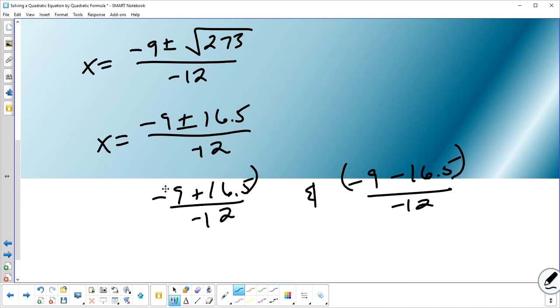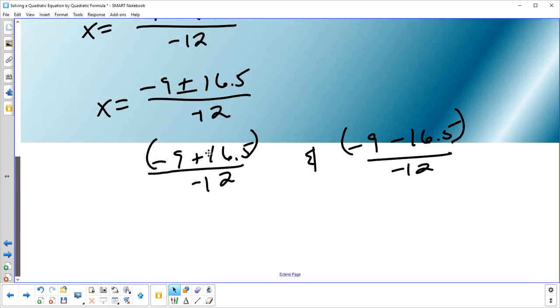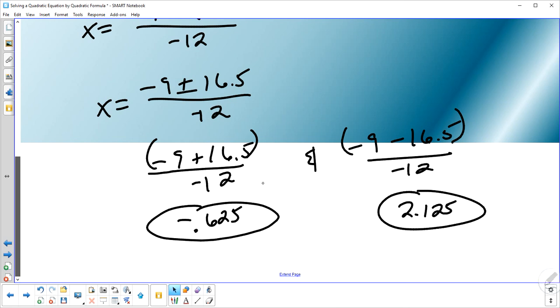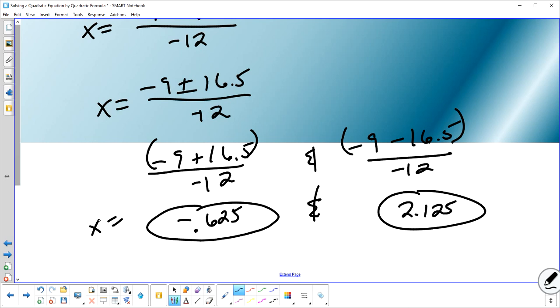I mentioned you need to keep an eye on your order of operations. So it's a lot like thinking that there are parentheses here around that numerator. So we're going to do negative 9 plus 16.5 first, then divide by negative 12, and you should get a negative 0.625 or negative 0.63 would be fine. If we do this here first, negative 9 minus 16.5, then divide by negative 12, we're going to get 2.125. And that would be how we plug in, and you see we get 2 solutions here.